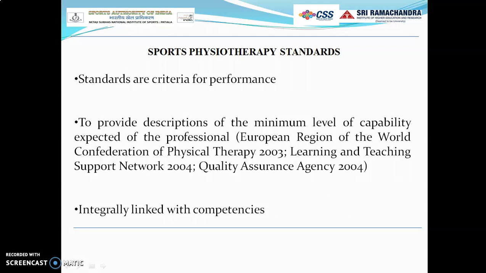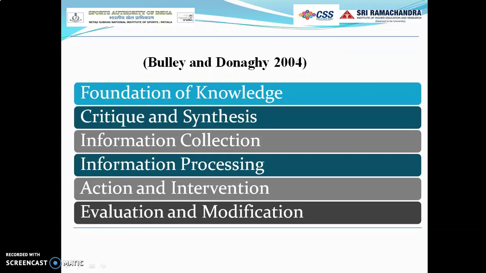The standards will enable sports physiotherapists to provide evidence of their competency, which means the efficiency of a sports physiotherapist, and which will identify further learning needs. So what do you want to know more about in the field of physiotherapy in order to improve your competencies? The standards have been described by the International Federation of Sports Physical Therapists.